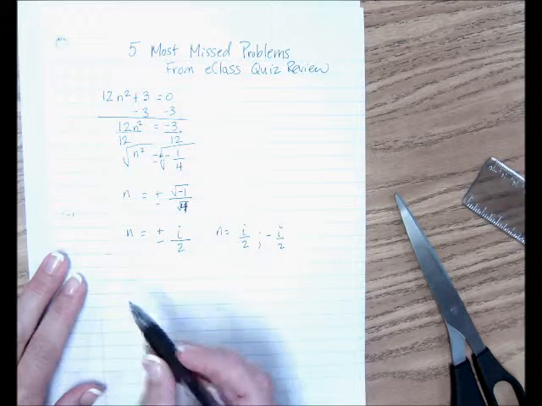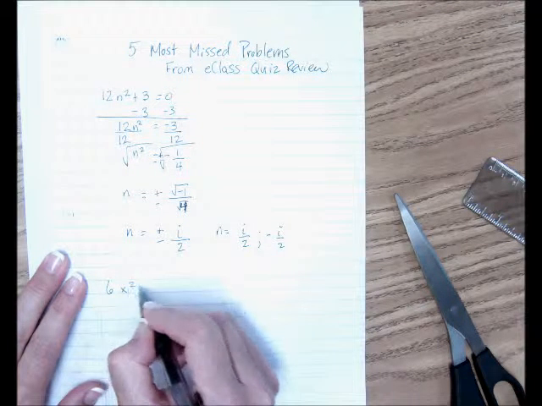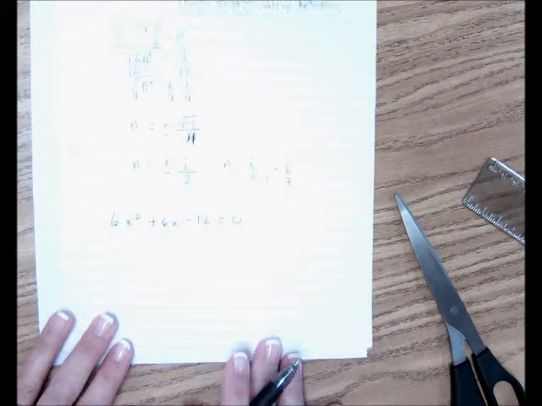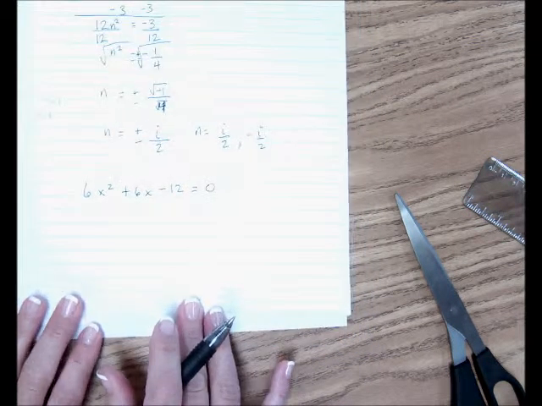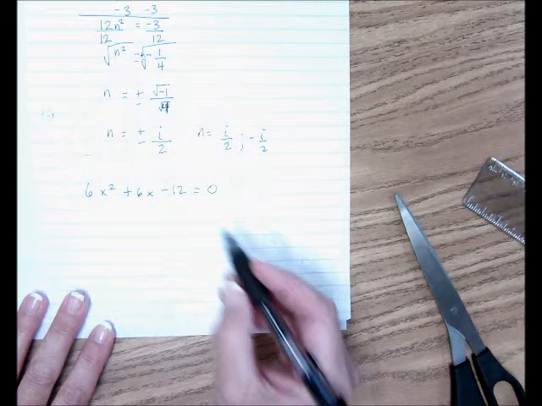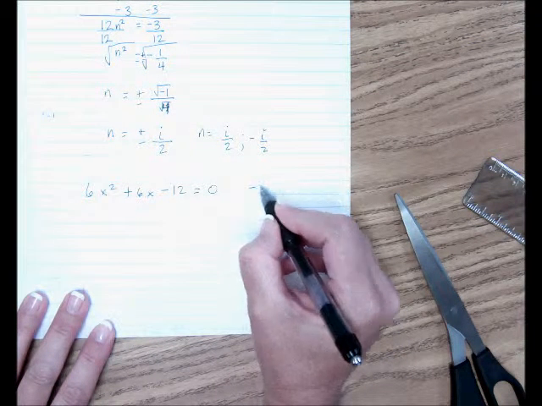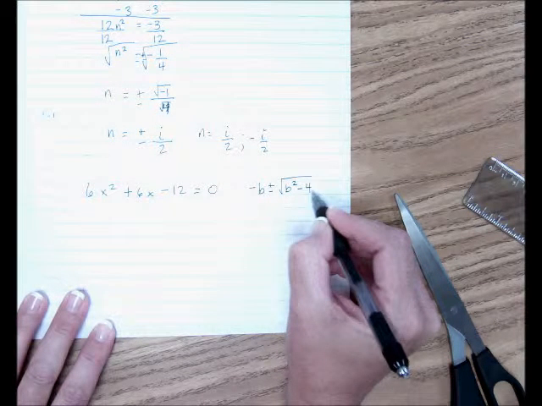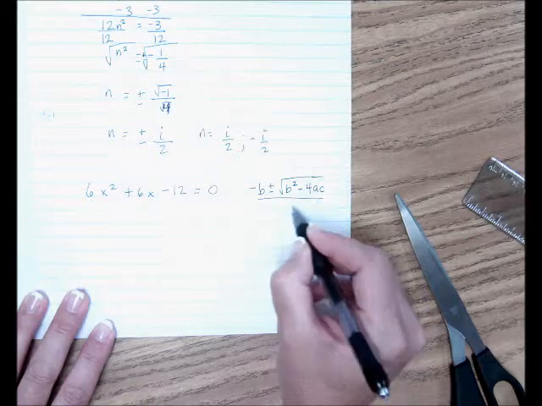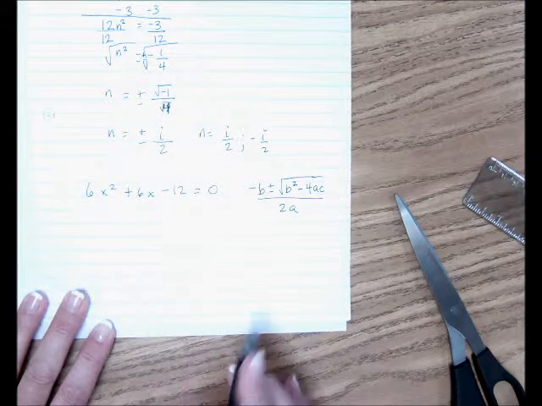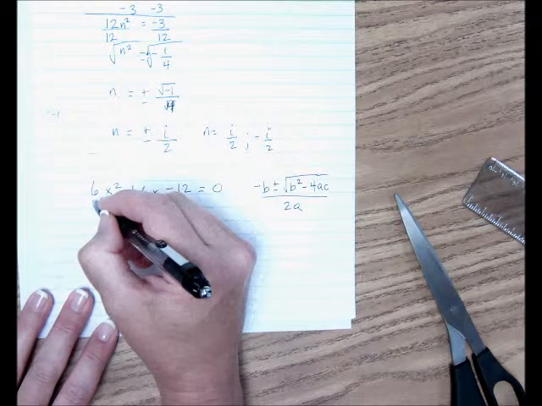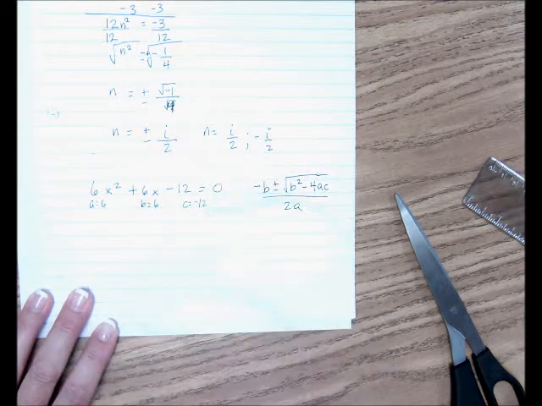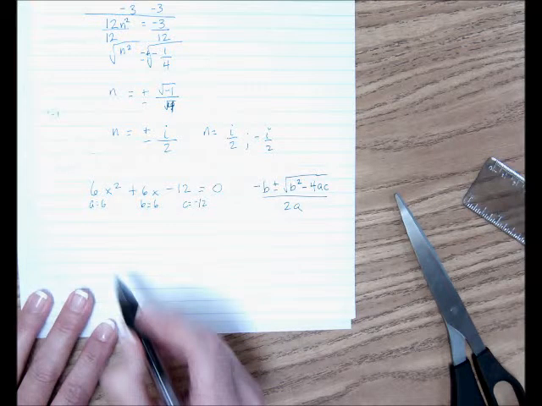The next most missed problem was 6x squared plus 6x minus 12 is equal to 0. And in this case, I'm going to solve using the quadratic formula. And if you recall, the quadratic formula is negative b plus or minus the square root of b squared minus 4 times a times c, divided by 2a. And in this case, a is equal to 6, b is equal to 6, and c is equal to negative 12. So I just start plugging in.